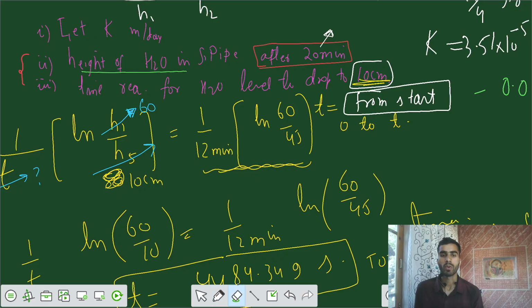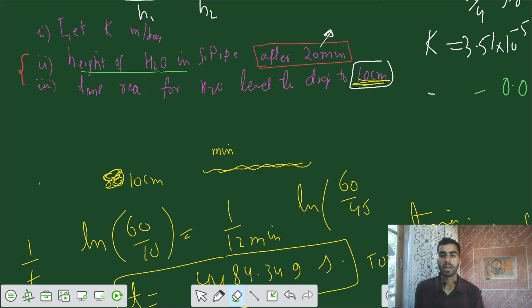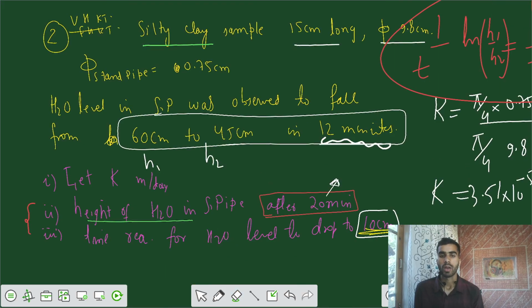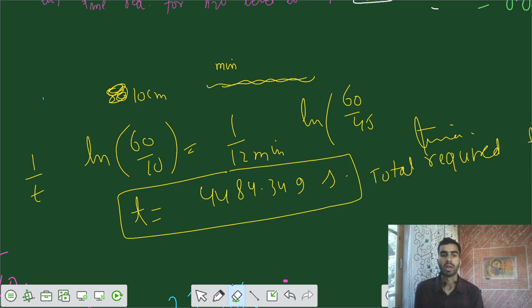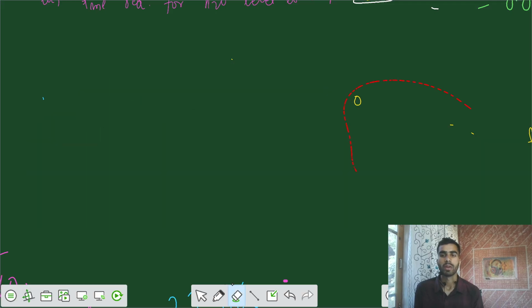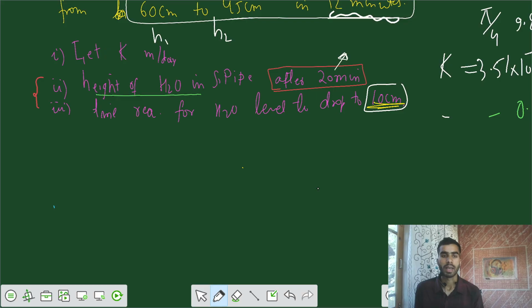We want to say how much more time is needed now to reach the level of 10 centimeters, but from the level of h2, 45 centimeters. So from 45 centimeters to 10 centimeters, how much time do I need? I can write the equation again, for the time t from h equals 45 centimeters. From that height I'm going to take some time to reach the value of 10 centimeters.